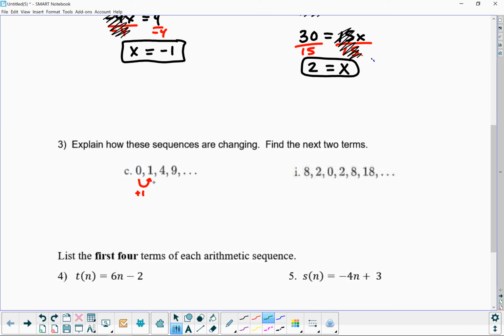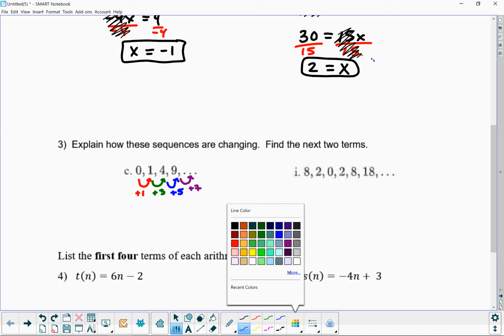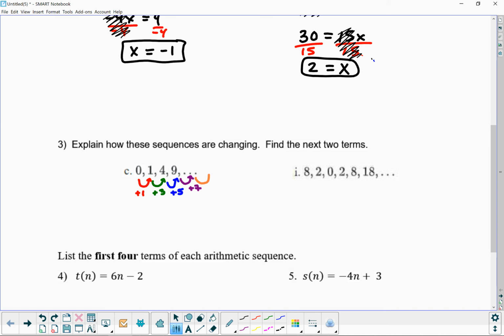And then from 1 to 4, looks like I'm adding 3. Hey, I think I've seen something like this before. And then 4 to 9, I'm adding 5. So I think I know the pattern, right? So the next one should be adding 7. And the next one should be adding 9. Okay? So the next two numbers, sorry, 9 plus 7 is going to give me 16. And the next number is 16 plus 9. It's going to give me 25.